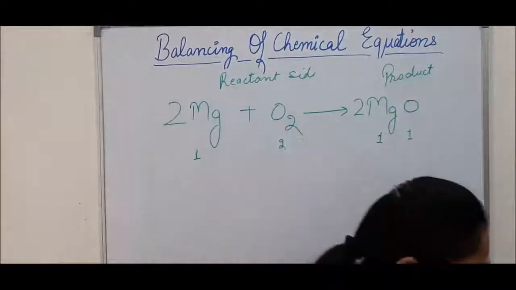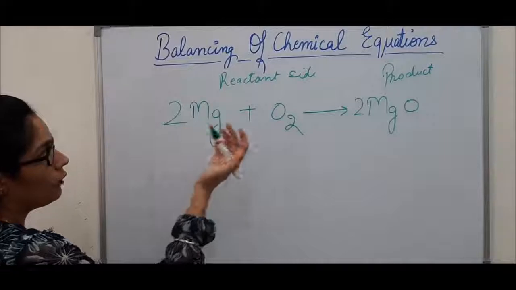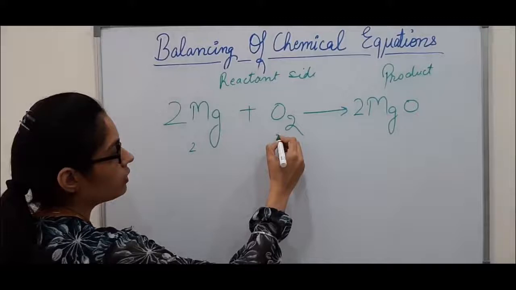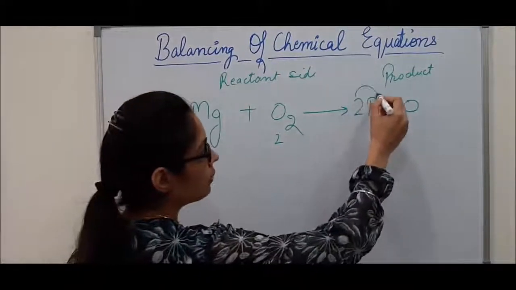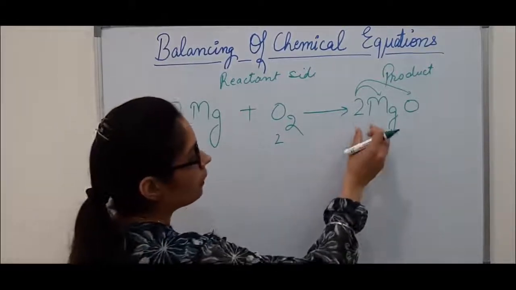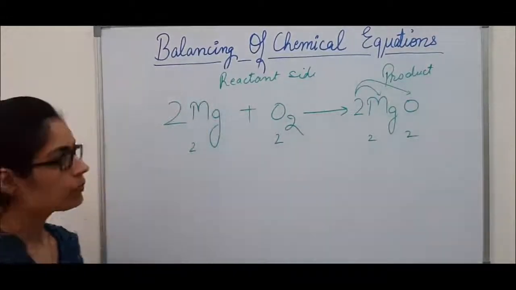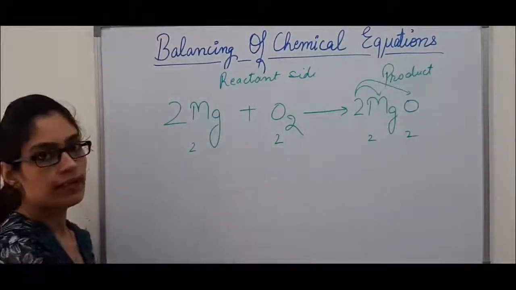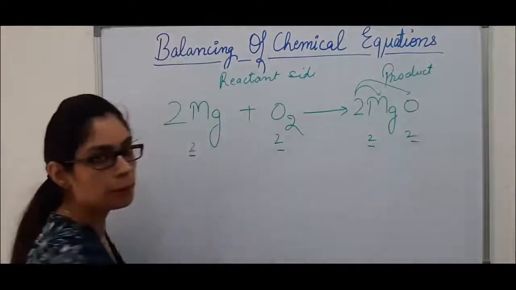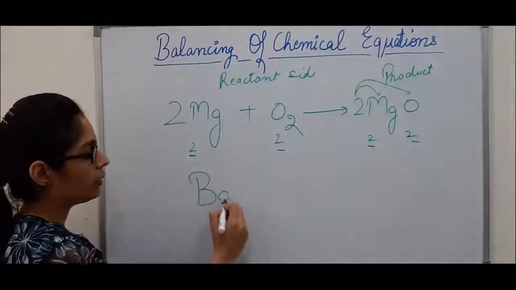Now let's find out the number of atoms. On the reactant side, the number of magnesium atoms is 2 and oxygen atoms 2, and this 2 gets multiplied with magnesium also and oxygen also. So now I can see the number of magnesium atoms is 2 and the number of oxygen atoms again is 2. Now if I see on both the sides, the number of atoms of each element is equal. Now I can say this is a balanced chemical equation.